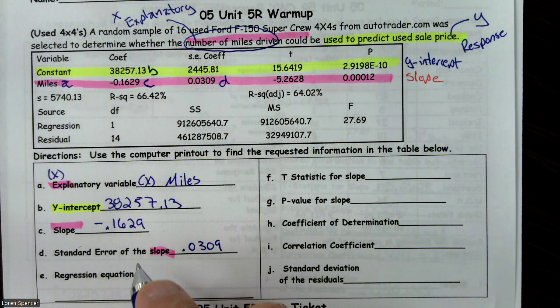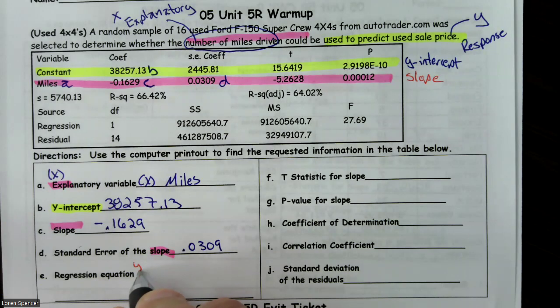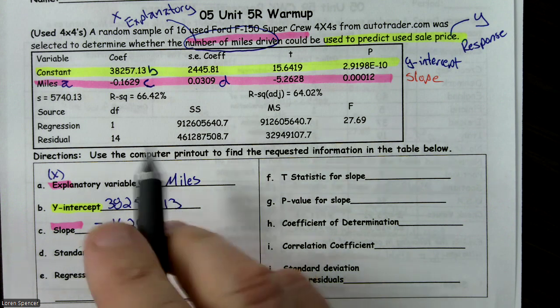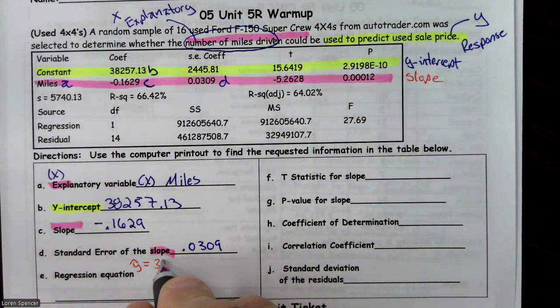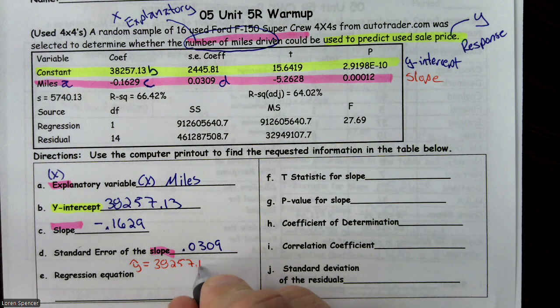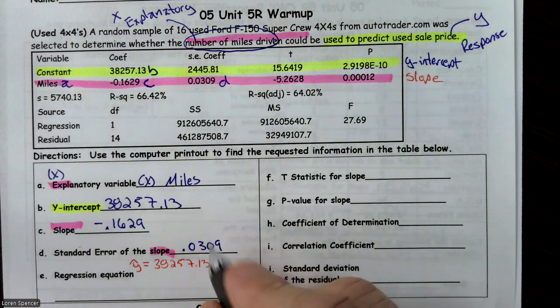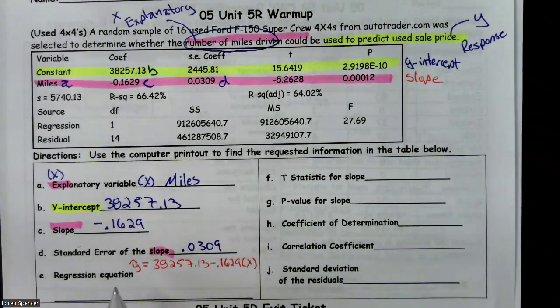The next thing it asks for is our regression equation. We're going to write it up here two different ways. I'm going to write it the way that's technically acceptable, and then I'm going to write it where we define the variables. So y hat equals, and we always go constant first, 38,257.13 minus 0.1629x.